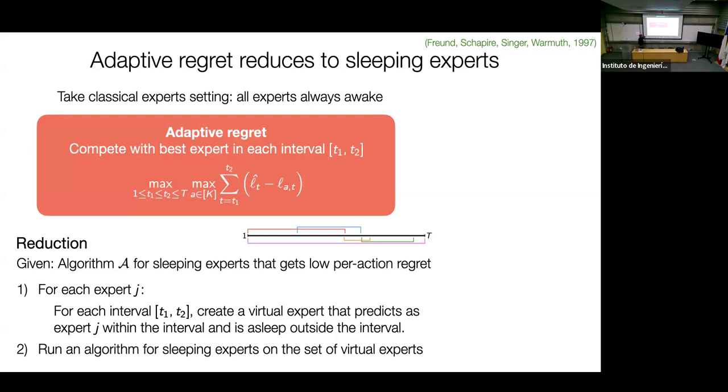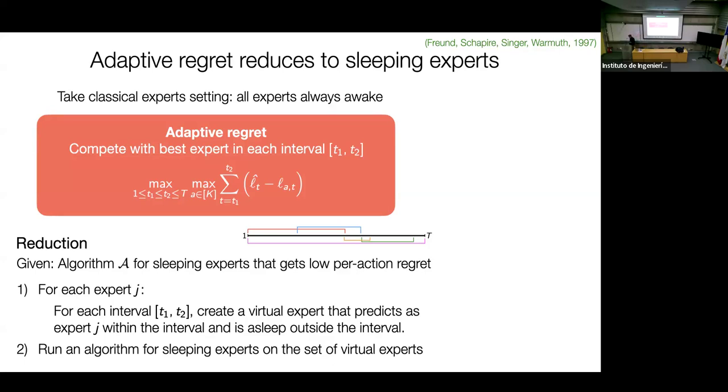If you care about intervals, then for each expert J, I'm going to create some additional virtual experts. I'm going to create one virtual expert for each choice of interval. Computationally, you don't actually have to do that. There are clever ways to get around paying something which is order T squared, the number of intervals. But for now, that doesn't matter, right? So we're going to create for each expert J, and for each interval, a virtual expert.